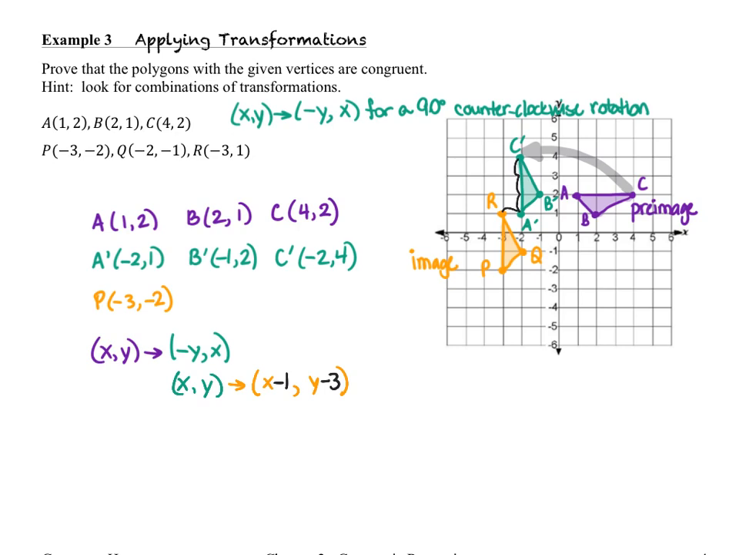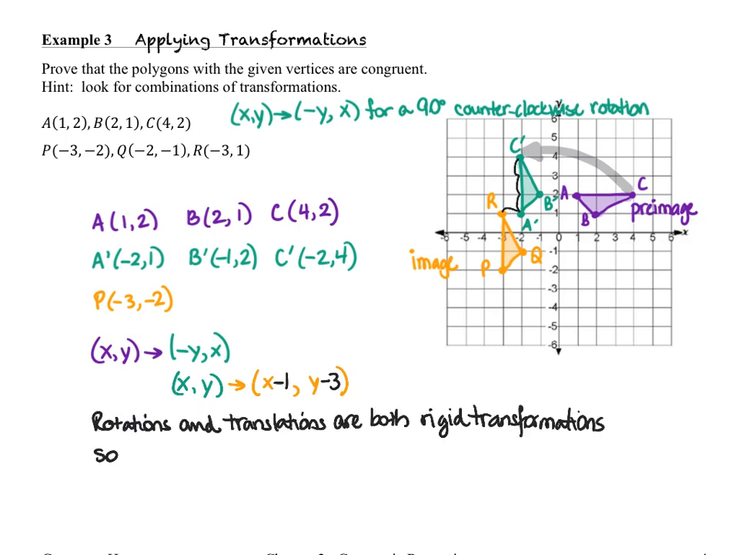We have two of them, of course, because two different transformations took place, but both of them were rigid transformations, so these figures, our preimage and our image, are the same size. And that means that our two triangles, triangle ABC, is congruent to triangle PQR.